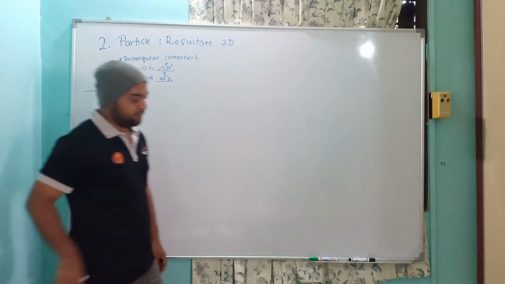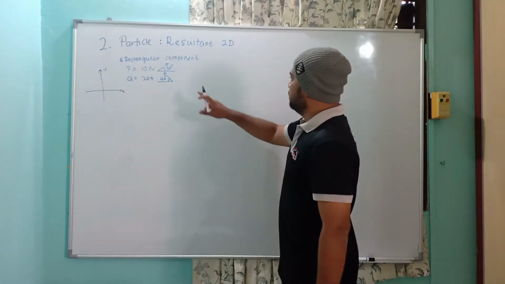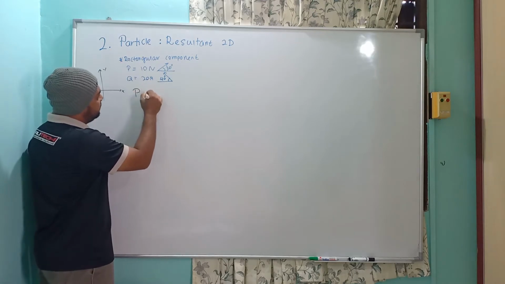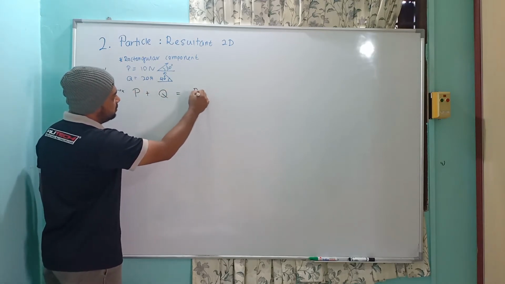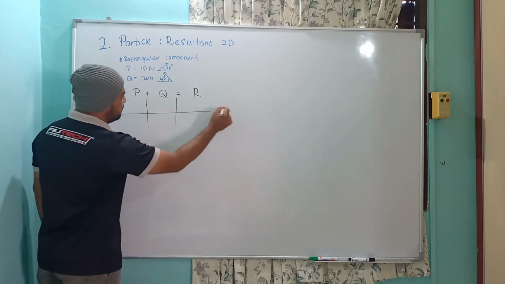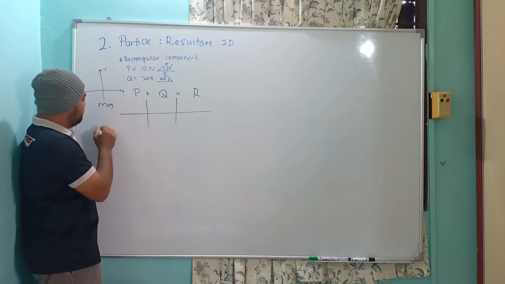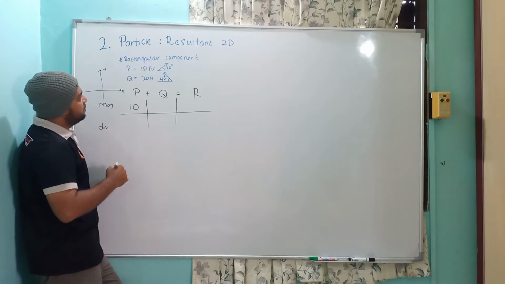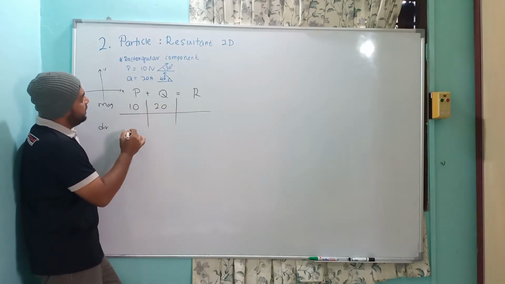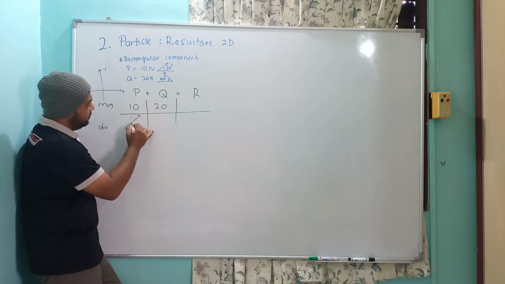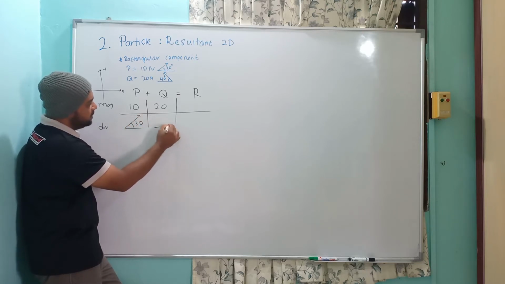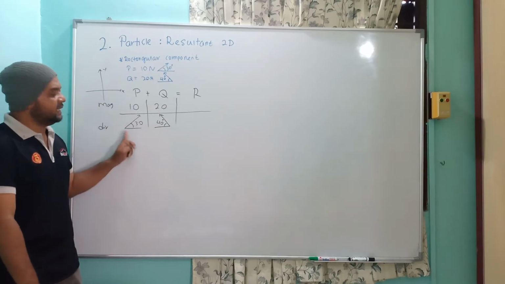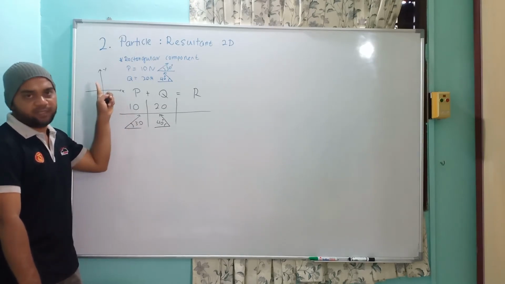So how do we resolve that? Okay, so before we go, the equation. Let's say we have the equation P plus Q equal to R. Again, I will put it in terms of magnitude and also direction. So the magnitude of P is 10, the magnitude of Q is 20, the direction is 30, the direction of this one is 40 degrees. Okay, so I need to resolve this direction, one into x and the other into y.